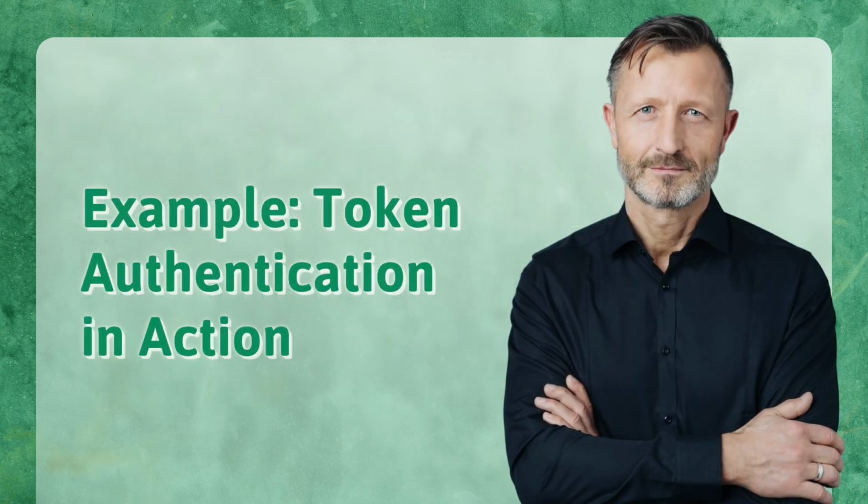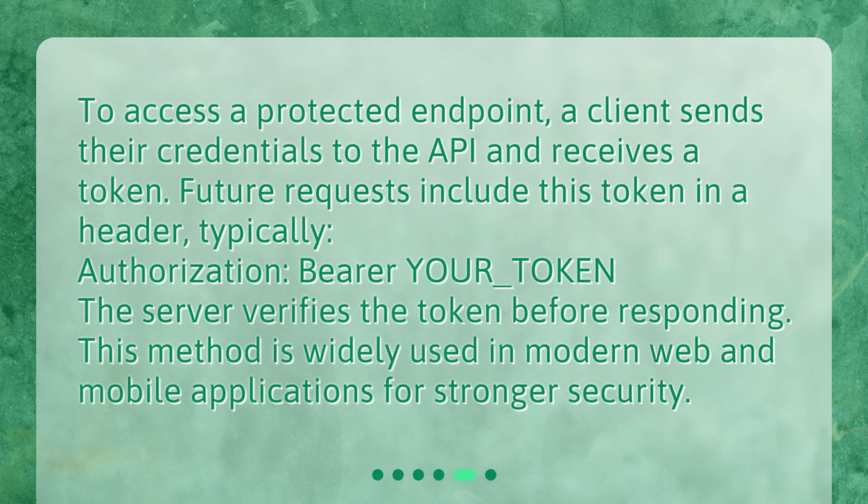Example: token authentication in action. To access a protected endpoint, a client sends their credentials to the API and receives a token. Future requests include this token in a header. Typically, Authorization: Bearer your token. The server verifies the token before responding. This method is widely used in modern web and mobile applications for stronger security.